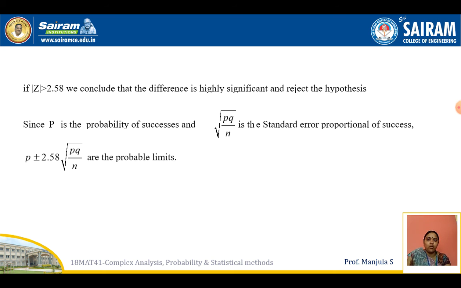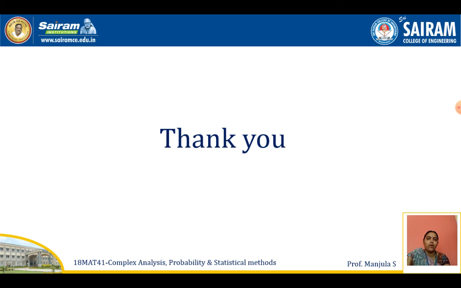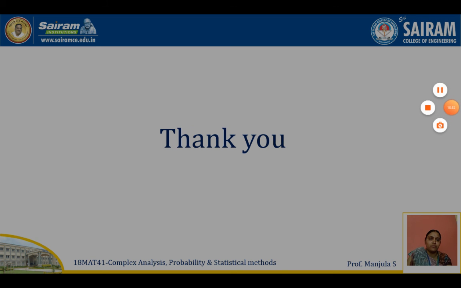Since p is the probability of success, the square root of pq by n is the standard error. To find the probable limits, this is the formula we are using: p plus or minus 2.58 square root of pq divided by n. In a question, if they give the p, q and n values, we can easily find the probable limits with the help of this formula. These are all the theory part you have to remember here.